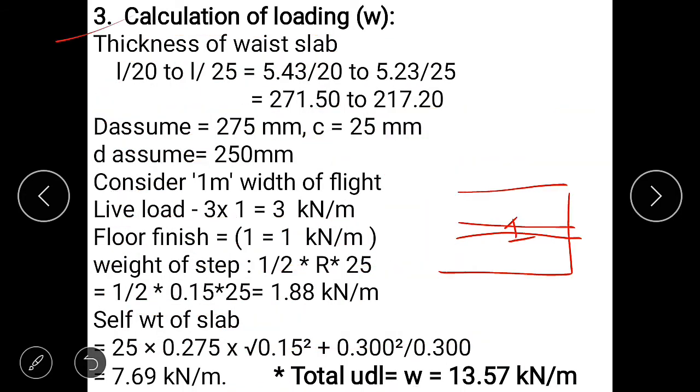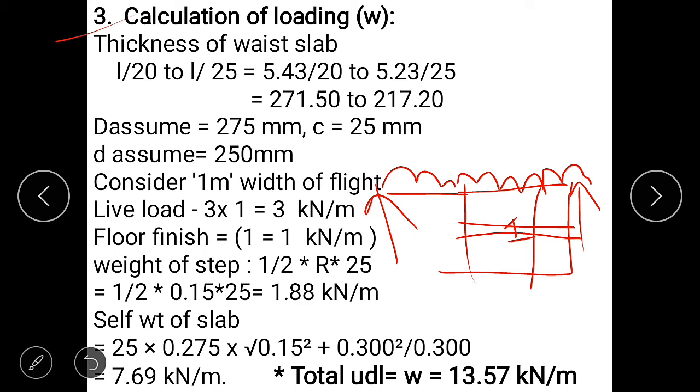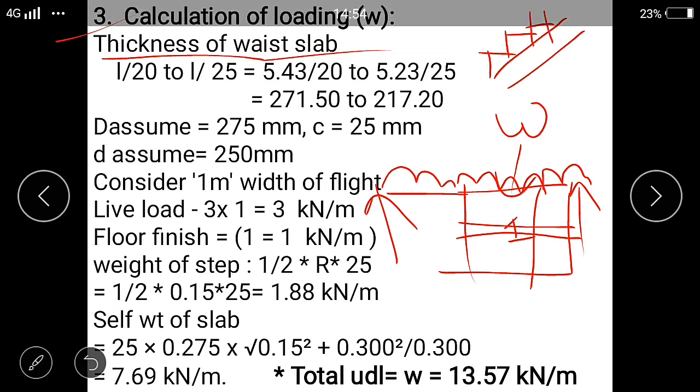So now we have to calculate the loading on a stair, this portion load. To calculate the loads, we have to calculate this load W. Okay, so the thickness of waist slab, we have to find here. What is a waist slab? This portion, here is a step. This portion is called the waist slab.